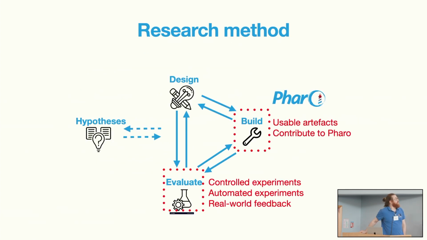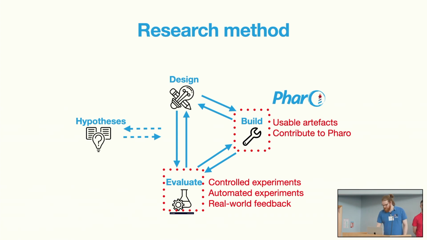Our research method is not original. We observe facts and define hypotheses. We design solutions. We build those solutions into Pharo, and in this process, we have to improve the Pharo debugger because this is our tool, our sandbox to experiment with prototypes. Then we evaluate those tools empirically, and that is the research loop.